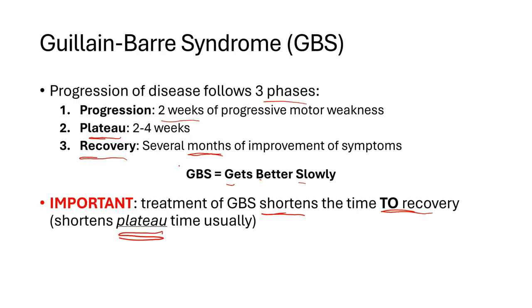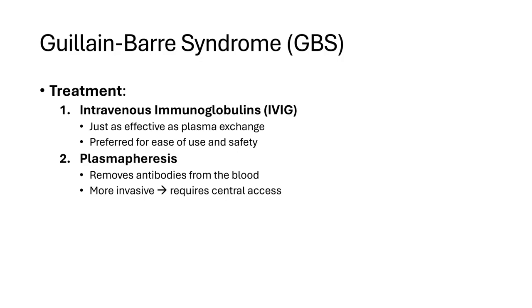Now, what exactly are these treatment modalities? Well, you have IVIG, or intravenous immunoglobulins, and of course plasmapheresis. Intravenous immunoglobulins and plasmapheresis are equivocal. IVIG is just as effective as plasma exchange, which has been seen in a multitude of different studies. But typically in the clinical setting, IVIG is going to be preferred due to the ease of use and the safety. Plasmapheresis, aka plasma exchange, removes the antibodies from the blood.